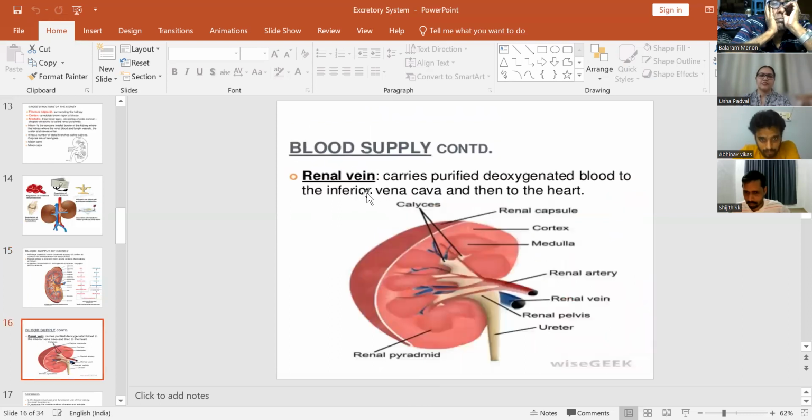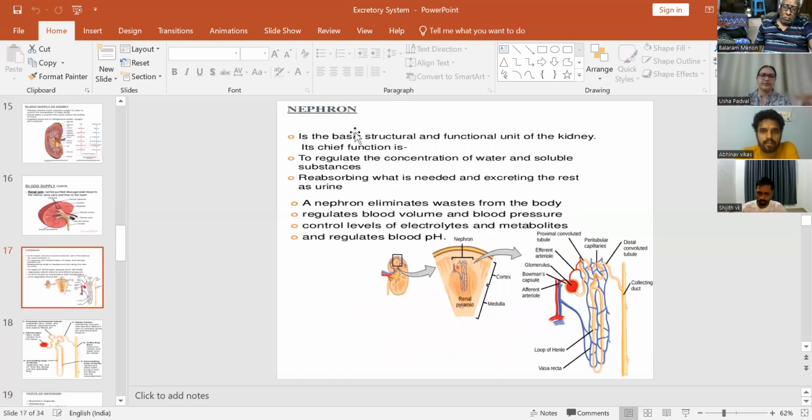Blood supply: the renal vein carries purified deoxygenated blood to the inferior vena cava and then to the heart. What is that? This is purified but deoxygenated blood, which is carried to the inferior vena cava, which is present near the heart, then to the heart. Renal vein: vein means the outcoming. Artery means the ingoing.